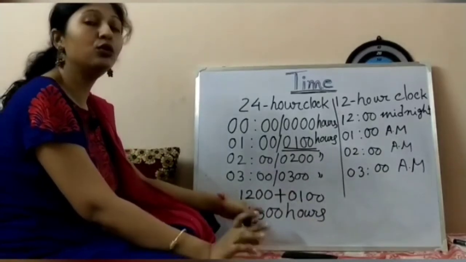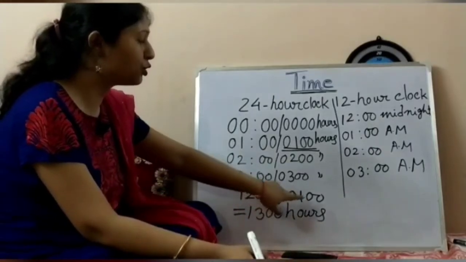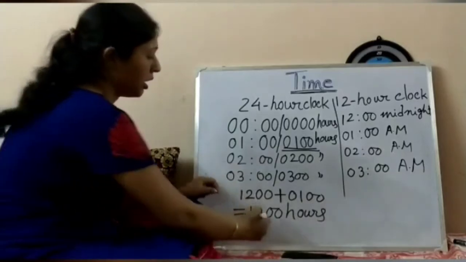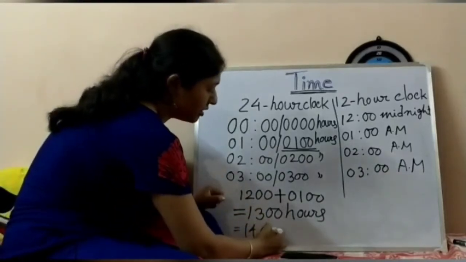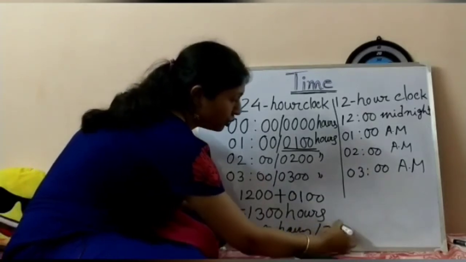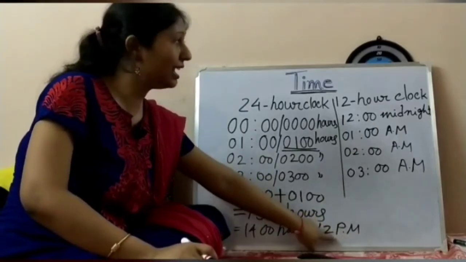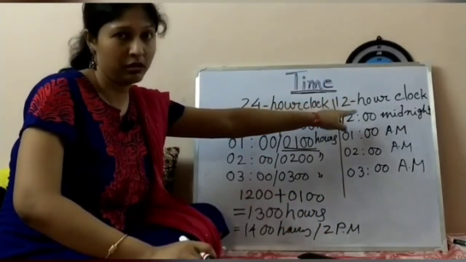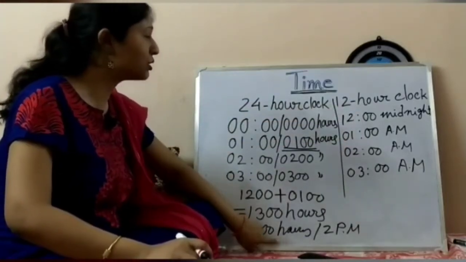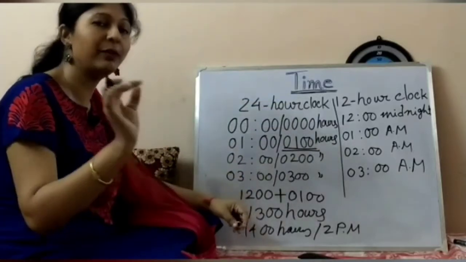If I tell you 2 p.m., so 1200 plus 0200 means 1400 hours. 1400 means 2 p.m. 2 p.m. we can write down in 12 based clock, 12-hour based clock, and 14 hours we should write down in 24 based clock, 24 hours based clock.